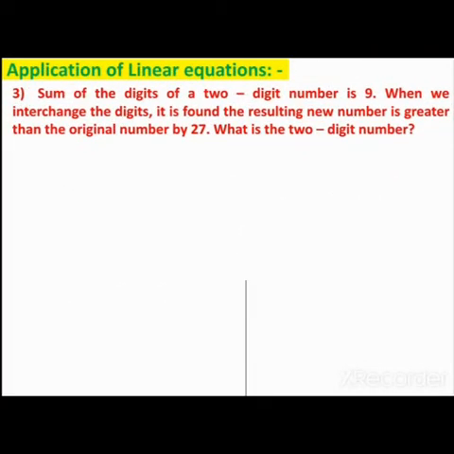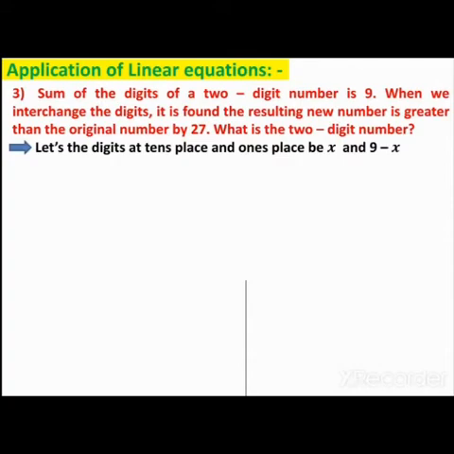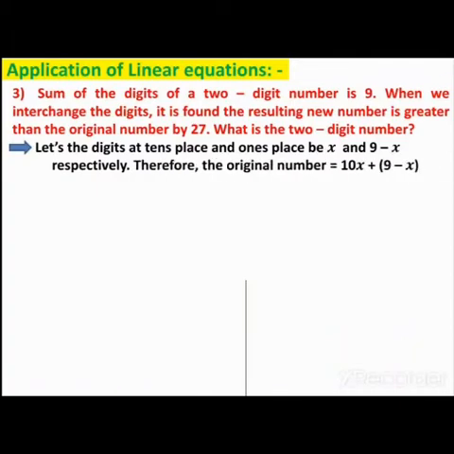Third question. The sum of the digits of a 2-digit number is 9. When we interchange the digits, it is found the resulting new number is greater than the original number by 27. What is the 2-digit number? Let us first write the statement. Let the digits at tens place and ones place be x and 9 - x respectively. Therefore, the original number equals 10x + 9 - x.